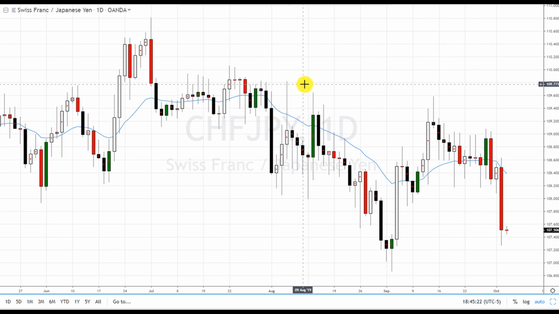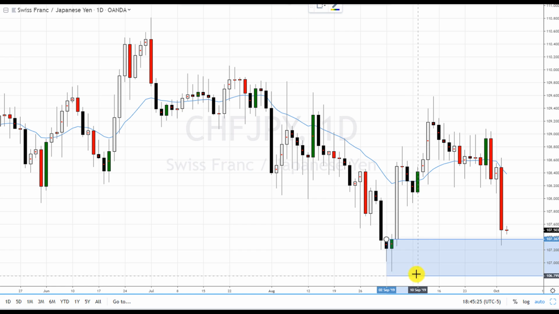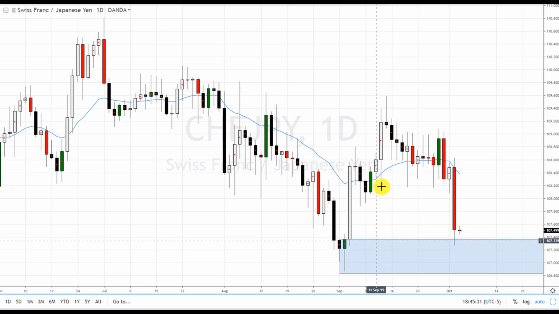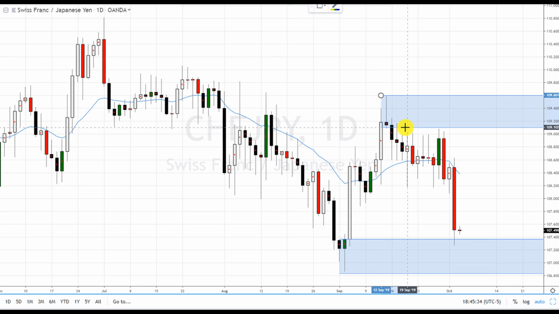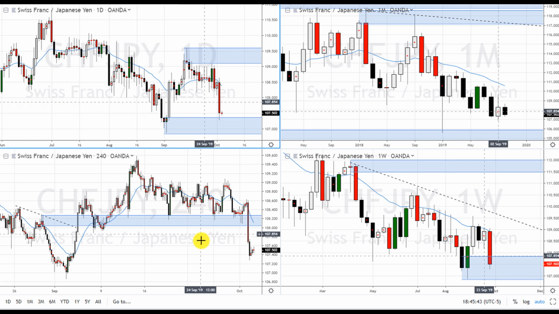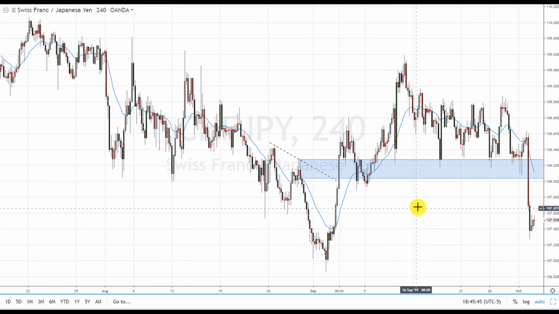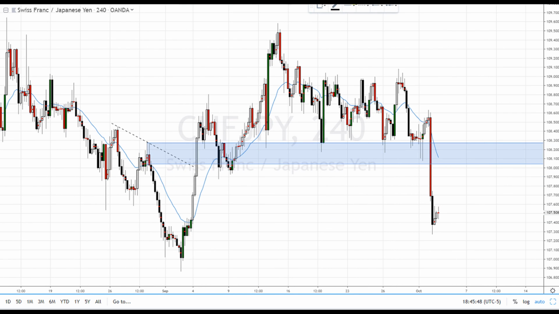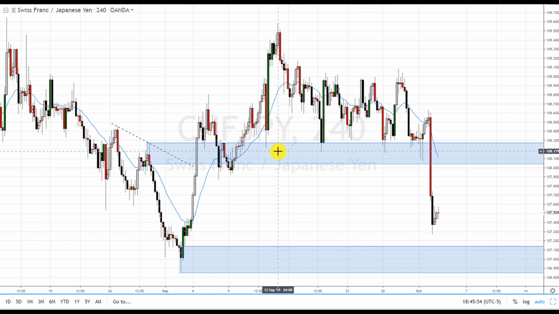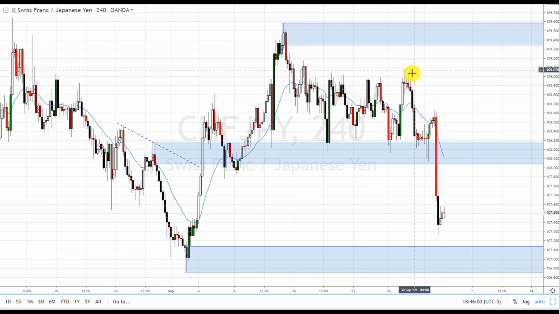So on the daily, there is demand right here and price is reacting to it, and there is supply right here. So demand right here, supply up here. Can it work? Yes, of course it can work. And same on the 4 hour. You have demand down here and supply up here, with a clear downtrend.